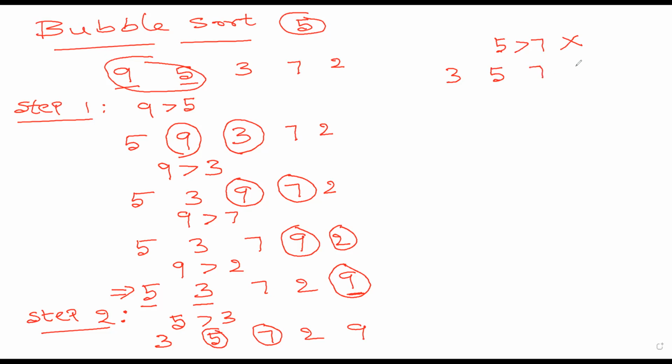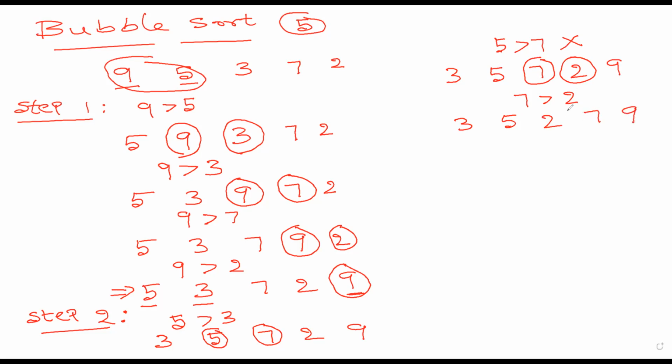That's why there is no need to swap those two elements. So next, the second position element we have to compare with the third position element. Here 7 is greater than 2, so we need to swap those two. That is 3, 5, 2, 7, 9.